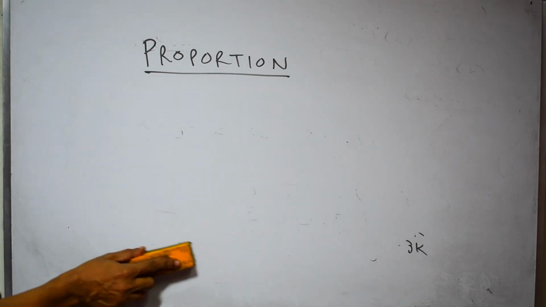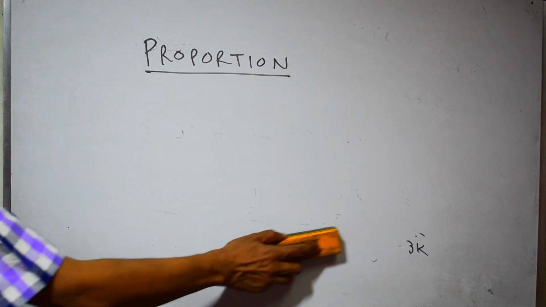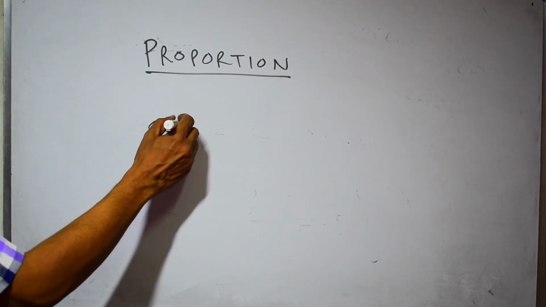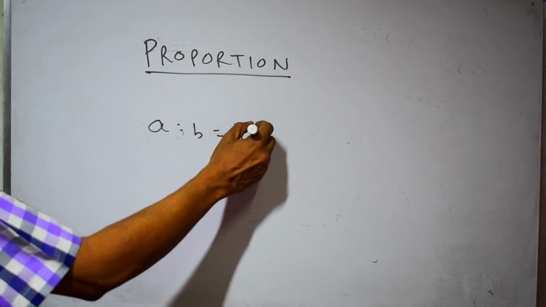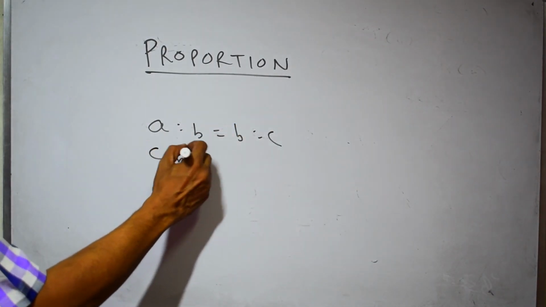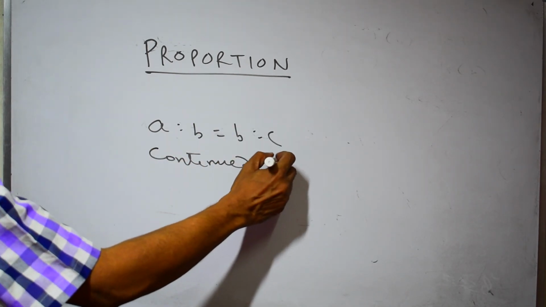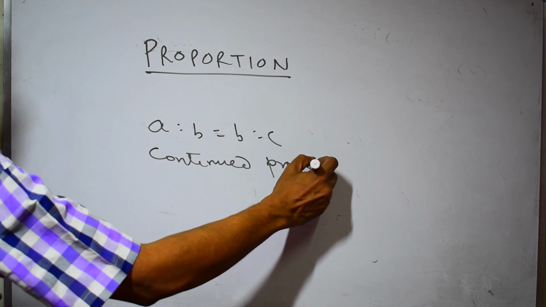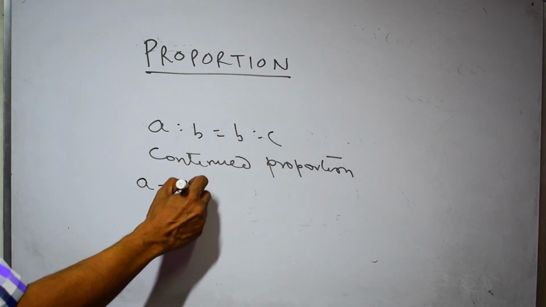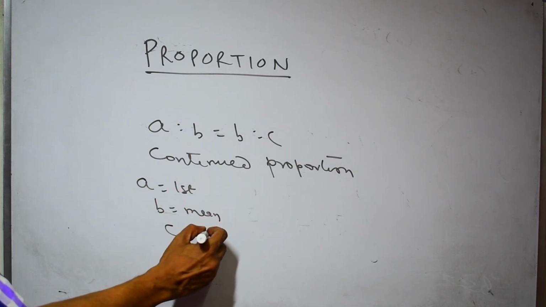Now we can have one more idea. This is a concept of proportion, but not the proportion we have seen. It is a is to b is equal to b is to c. This kind of proportion is called continued proportion, because b is common in both the cases. So continued proportion means a is to b is equal to b is to c. So a is called first proportion, b is called mean proportion, and c is called third proportion.